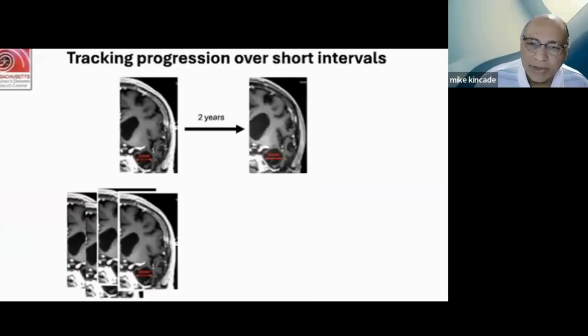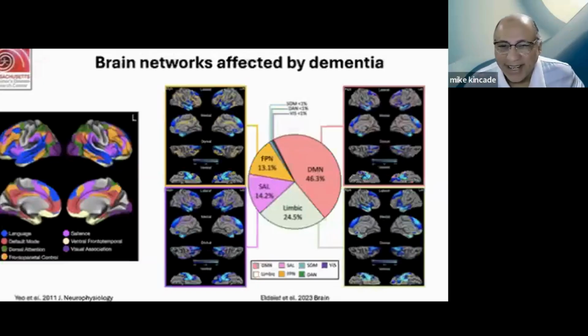So we got some more questions because the chat's blowing up. Here's one, and there are a couple of questions around this: does anxiety cause or contribute to dementia?